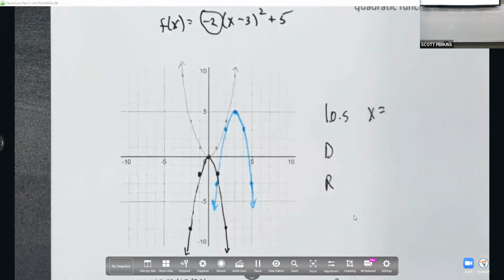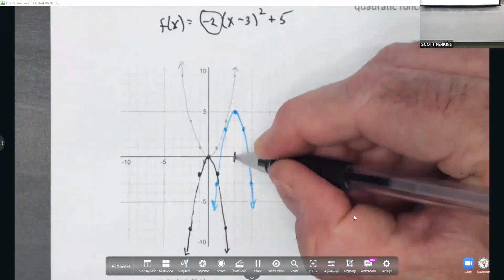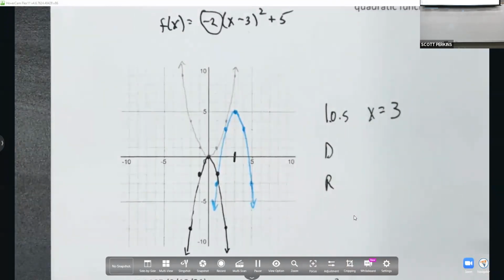So then what's the line of symmetry? The line of symmetry is the line x equal to what number? 3. Yes, it's always the x value. Whatever the x value of the vertex is, that is going to be the line of symmetry.